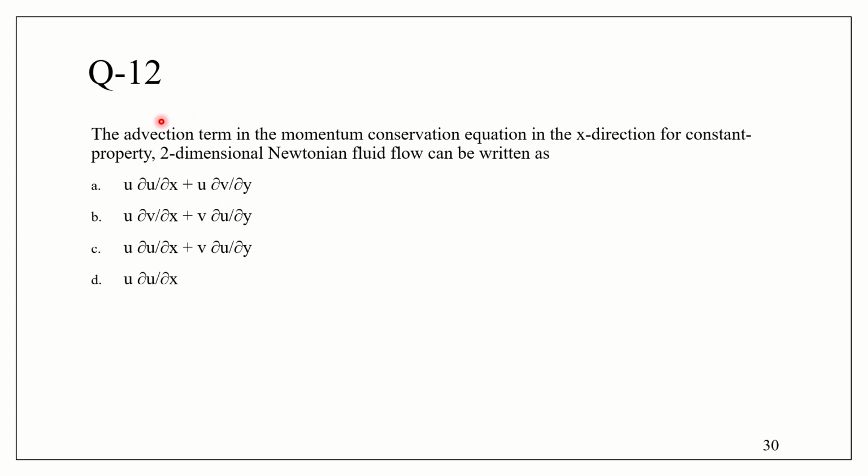So here what is asked? We are asked to write for the x direction momentum conservation equation the advection term. Advection term is nothing but accounting for the momentum transfer due to advection, that is in the LHS. What comes in the LHS is accounted here. So since it is in the x direction and it is two dimensional, we are having u dou u by dou x plus v dou u by dou y. Because it is x direction, we are having it as u, and therefore option C is the right answer.